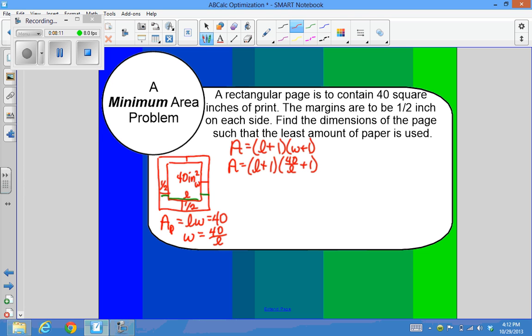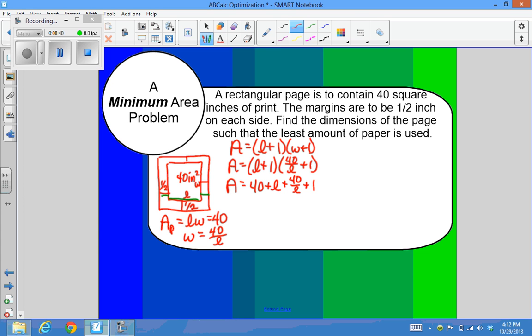You have a choice. You can either go through and do your product rule here, or you can do FOIL and then do it. I'm going to go ahead and do FOIL at this point. It's not really a big deal one way or the other. First, it's going to give me 40. Outside is L. Inside is 40 over L. And my last is 1. So first, outside, inside, last.